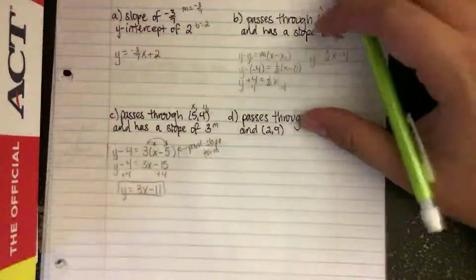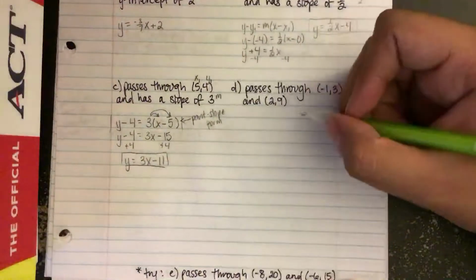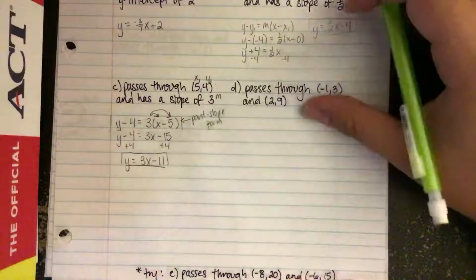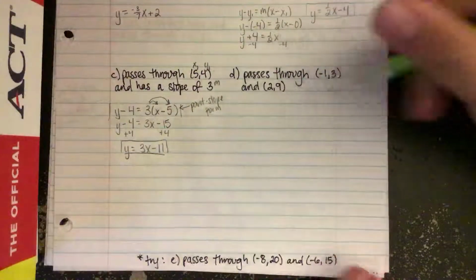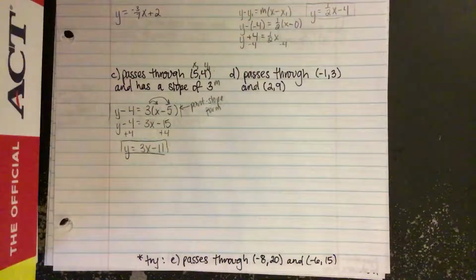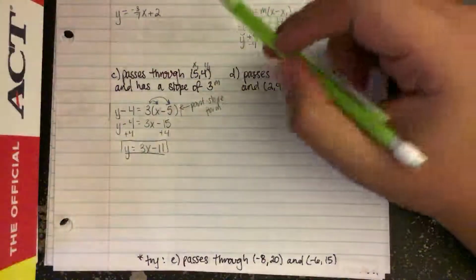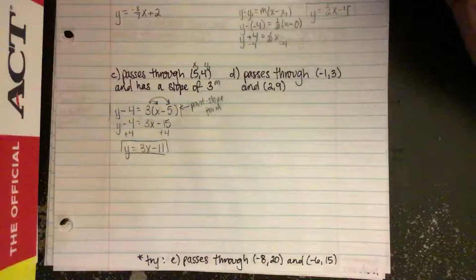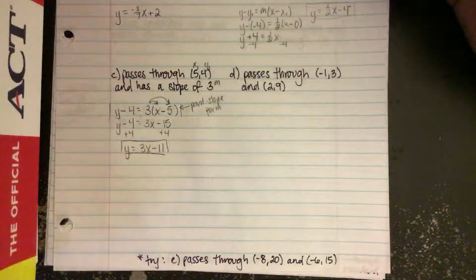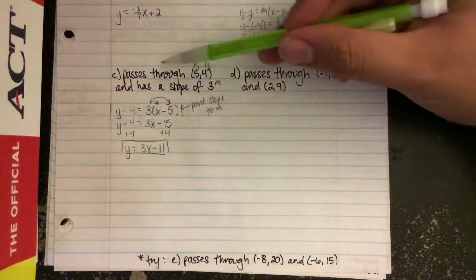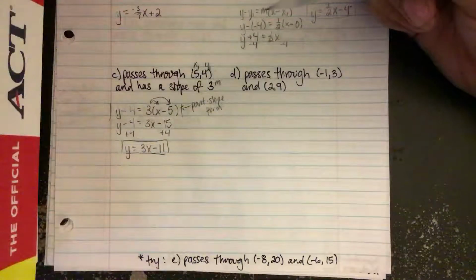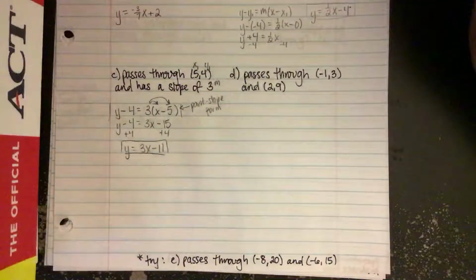One more example together, and then I'm going to have you try one on your own, okay? Passes through (-1, 3) and (2, 9). Okay, so this is different from the ones that we've done so far. In part A, I gave you a slope and a y-intercept. In part B, same thing, I gave you a y-intercept and a slope. I just disguised the y-intercept a little bit. And then part C, I gave you a point and a slope. Here I'm giving you 2 points.